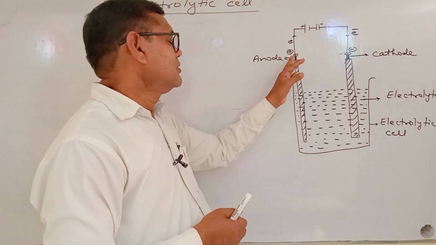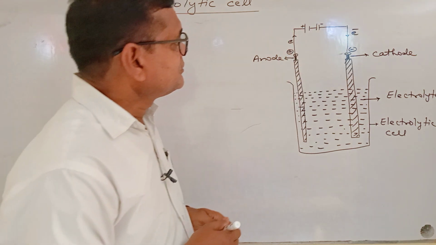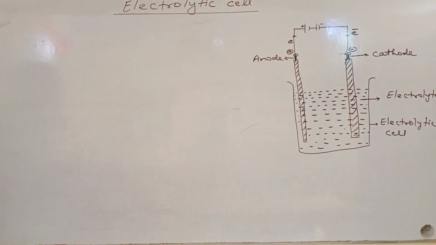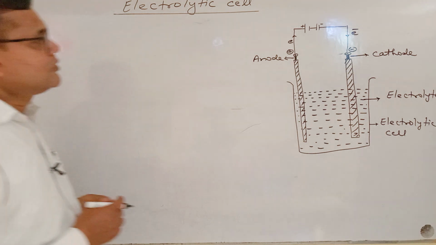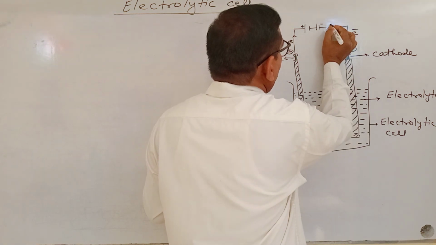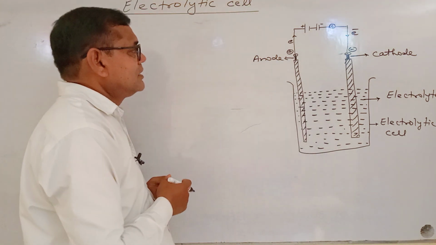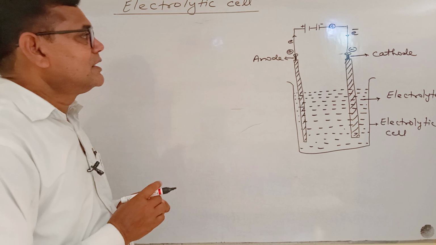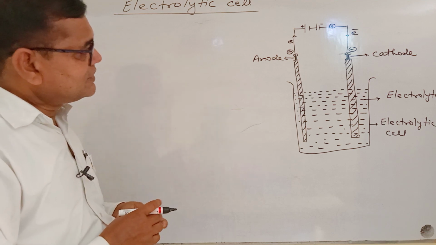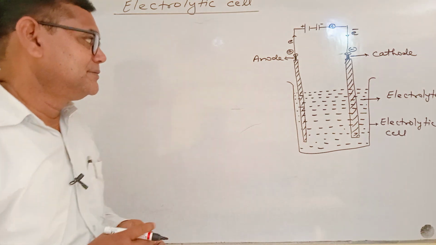Electrons move from anode to cathode. It is an electrolytic cell. Now here we draw a circle and write A in it. This indicates an ammeter, which indicates the flow of current.